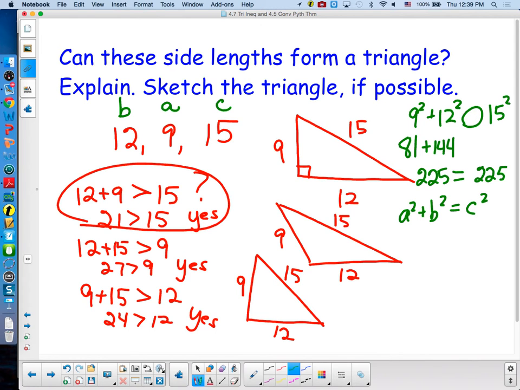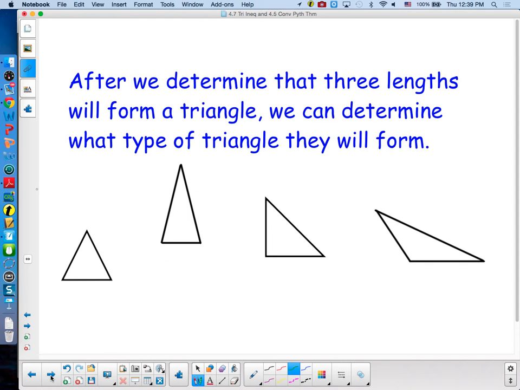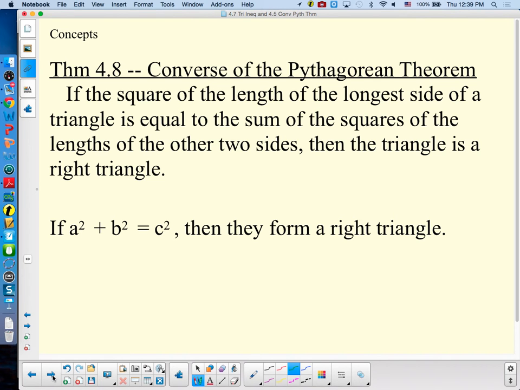What kind of a triangle does that have to be? It's a right triangle. Okay. So it did not look like this one or this one. It really would make a right triangle because those numbers satisfied the Pythagorean theorem. So that's what I was just talking about, what type of triangle.